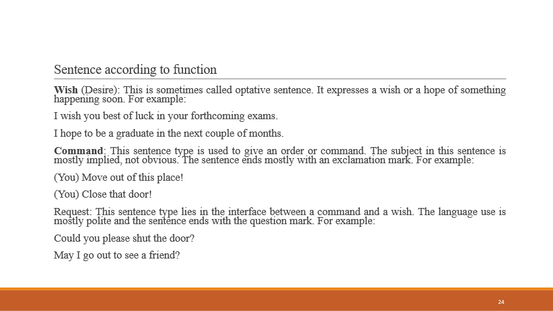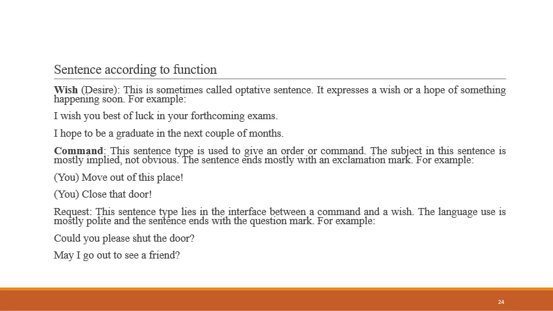And another type is command. This sentence type gives an order or command. The subject is mostly implied, not obvious. As we can see, the subjects are enclosed in brackets. You move out of this place. It's in brackets because it is implied and optional. You close that door. It's mostly clarified to be move out of this place, close that door, because the subject is taken to be implied.